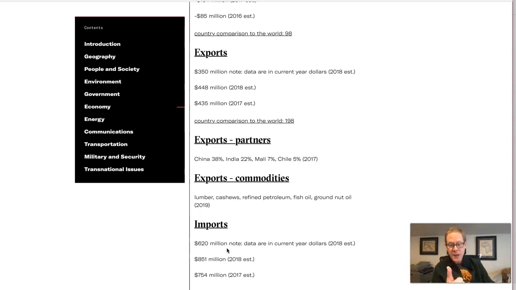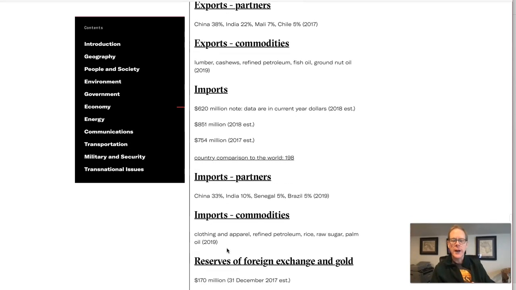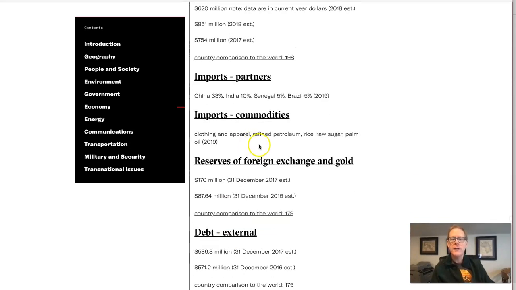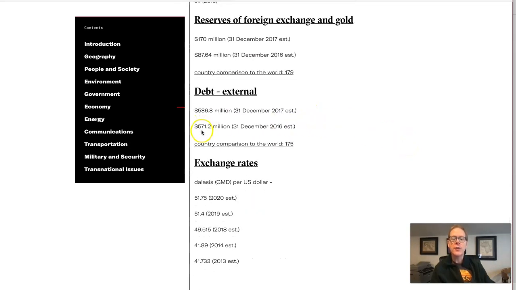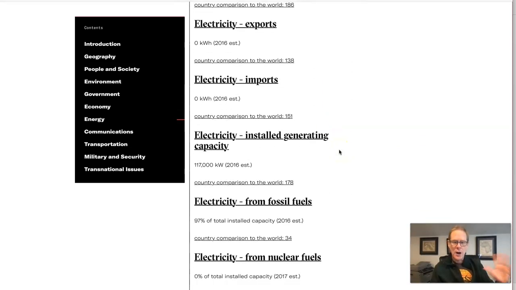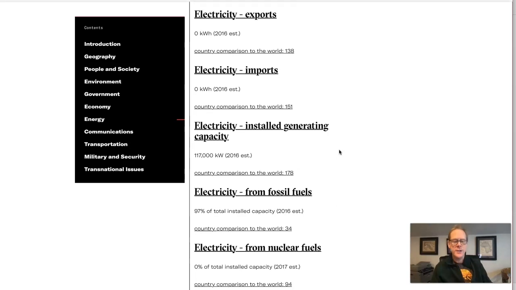So you have a budget deficit at the national level and you have a trade deficit. So in both cases, you have more money going out than you have coming in. I don't know much about budgets and finances, but I know that's not good, right? Okay. What are they importing? Well, a lot of the stuff they're not producing, right? Clothing and apparel, refined petroleum, rice, raw sugar, palm oil, so on. Okay. There's their debt, which is climbing every year. Was 571 million, now it's 586 million, et cetera. Okay, we can keep going with this, but we don't need to.